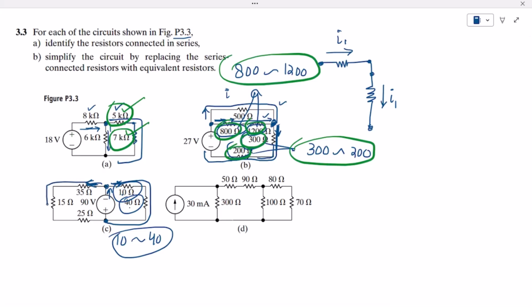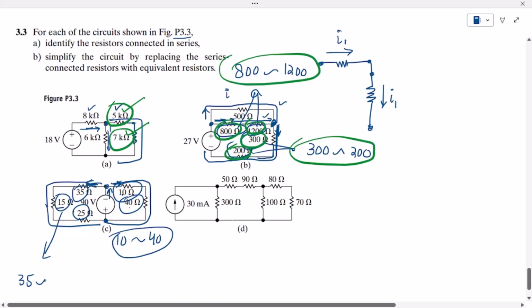The same current is flowing through this 15 ohm, and the same current is flowing through this 25 ohm. Okay, so therefore here this 35, this 15 and this 25, these three are in series with each other because the same current is flowing through these three resistors.